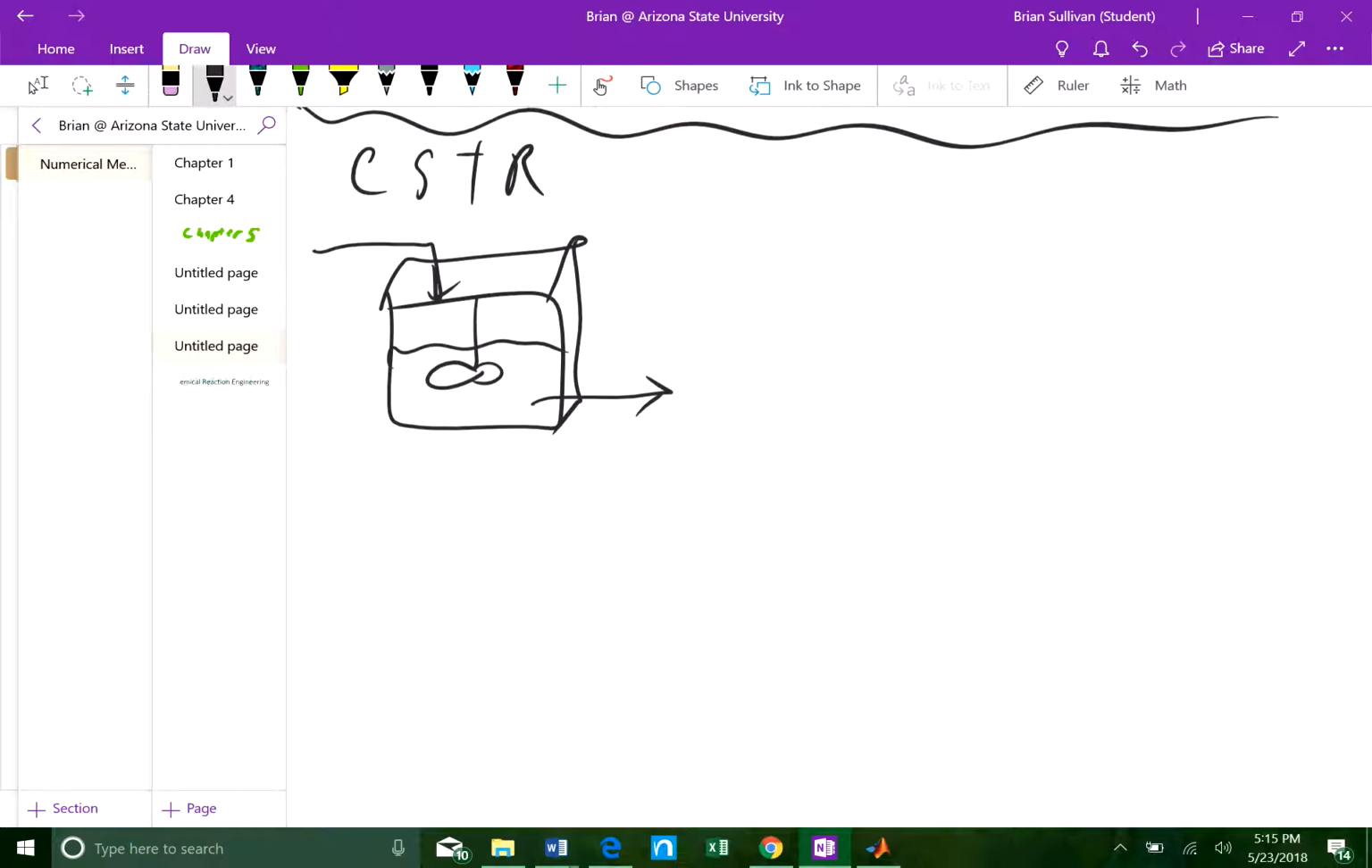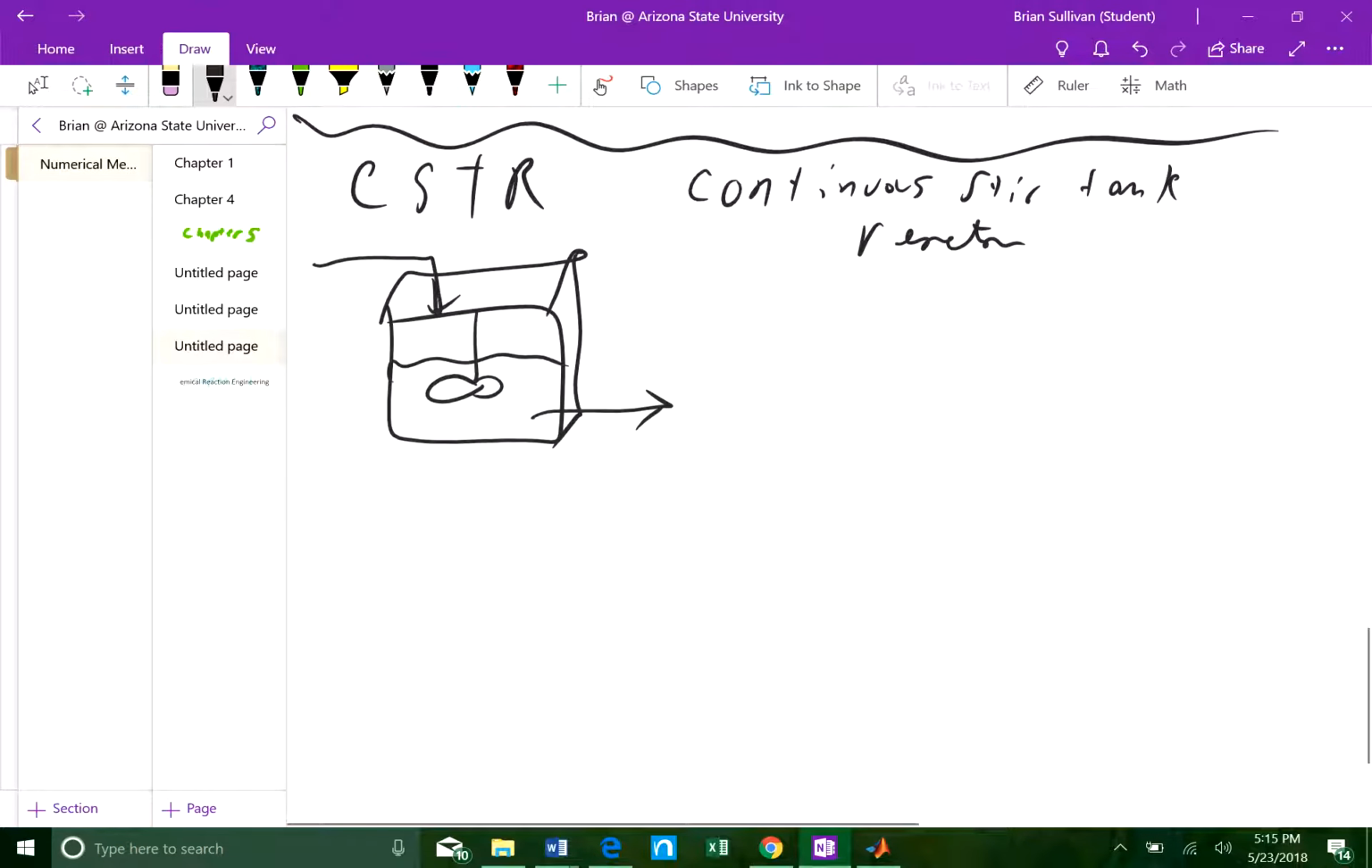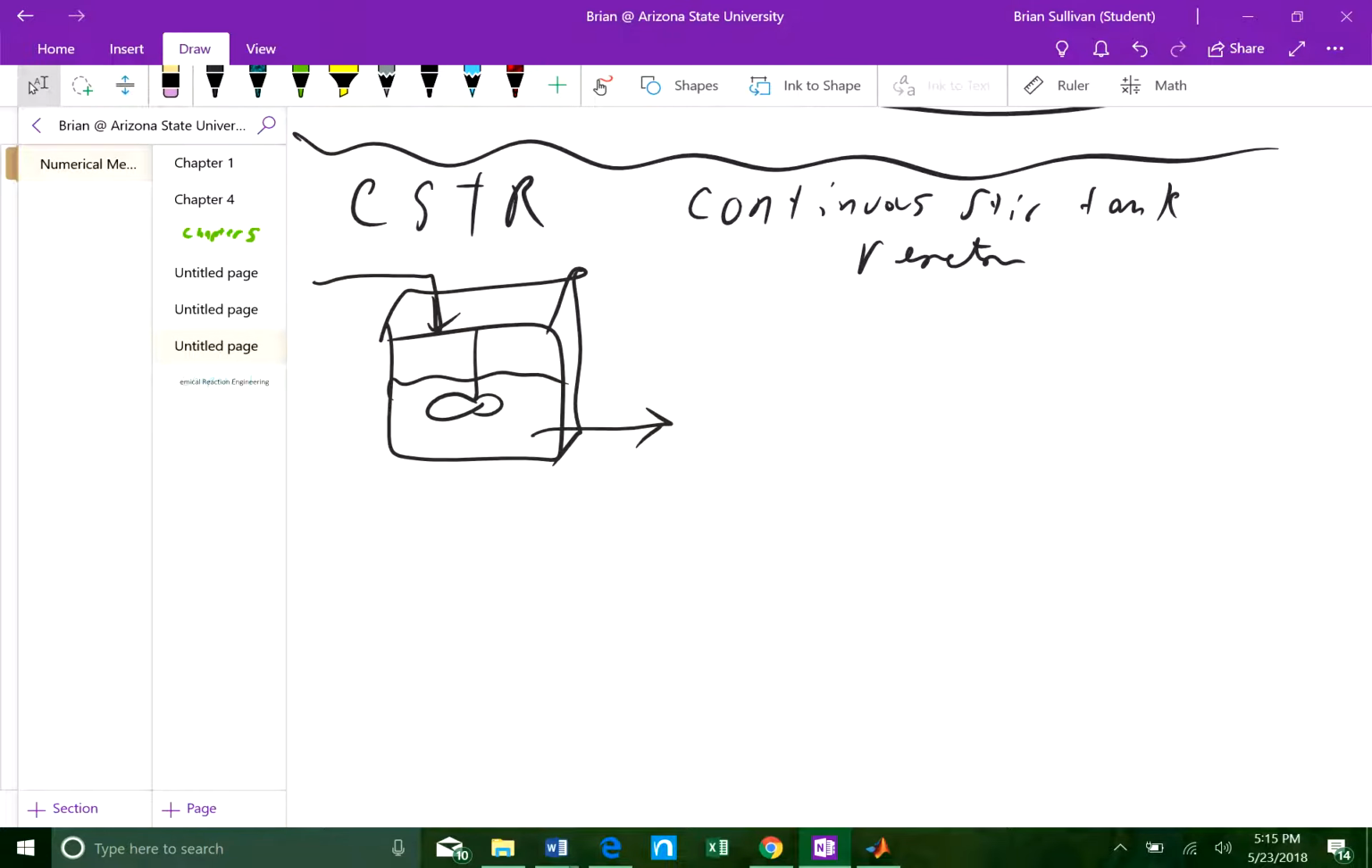Anyway, CSTR, that stands for Continuous Stir Tank Reactor. Okay, so what we're doing here is we first got to know what are the assumptions made when you're dealing with a continuous stir tank reactor.